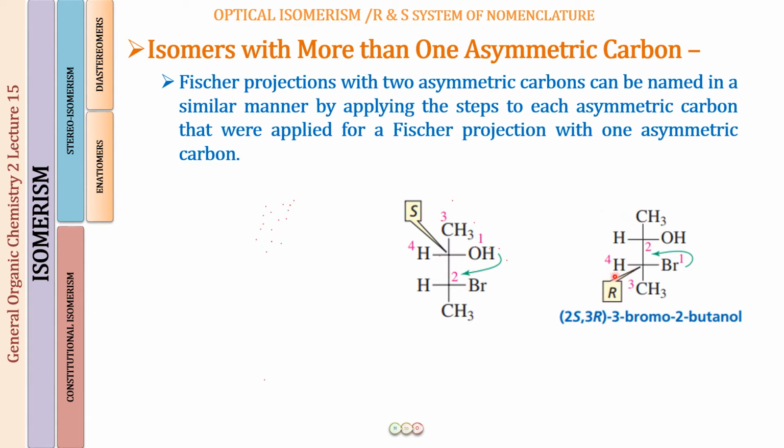Again, had the fourth priority group been on the vertical line, R would mean R and S would mean S. But when it is on the horizontal bond, R means S and S means R. So the name of the compound, again you can check that this is going to be 2S3R, 3-bromo 2-butanol. And now we can compare it with the wedge and dash projection also. Now, one very important thing that I'm going to tell you over here is how we convert a wedge and dash into a Fisher projection.